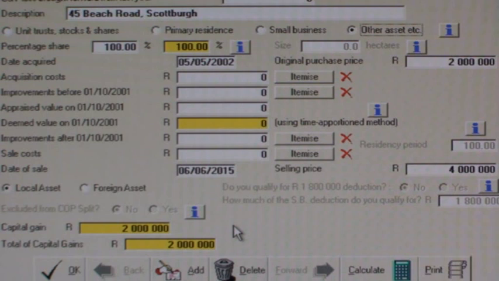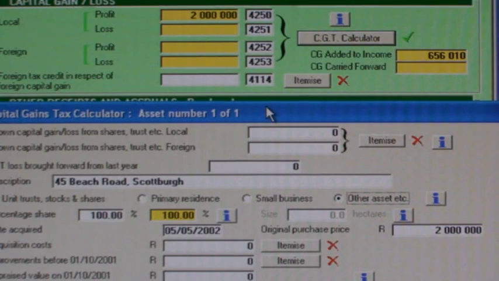If we slide the screen away, we will see the calculator has placed the 2 million rand profit under code 4250. The calculator has also subtracted the annual exclusion of 30,000 rand and worked out 33.3% of the balance of 1,970,000 as being 656,010 rand that needs to be added to normal taxable income.